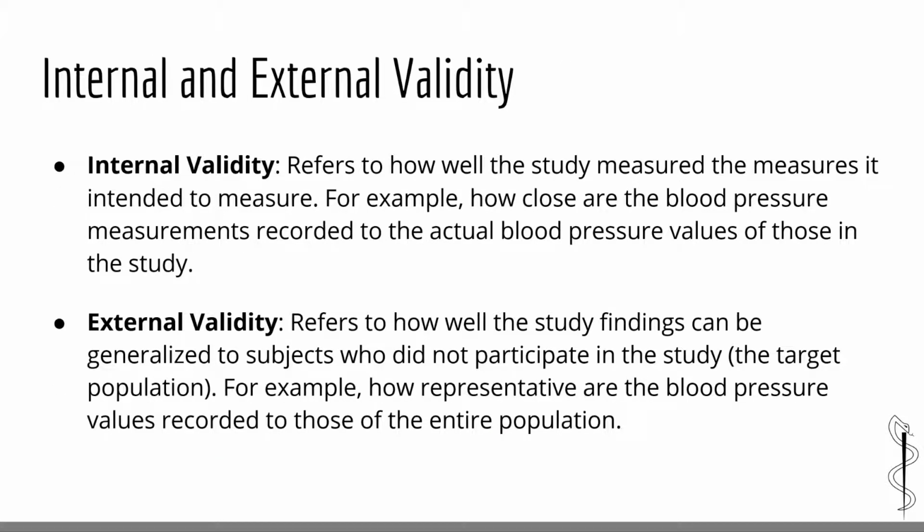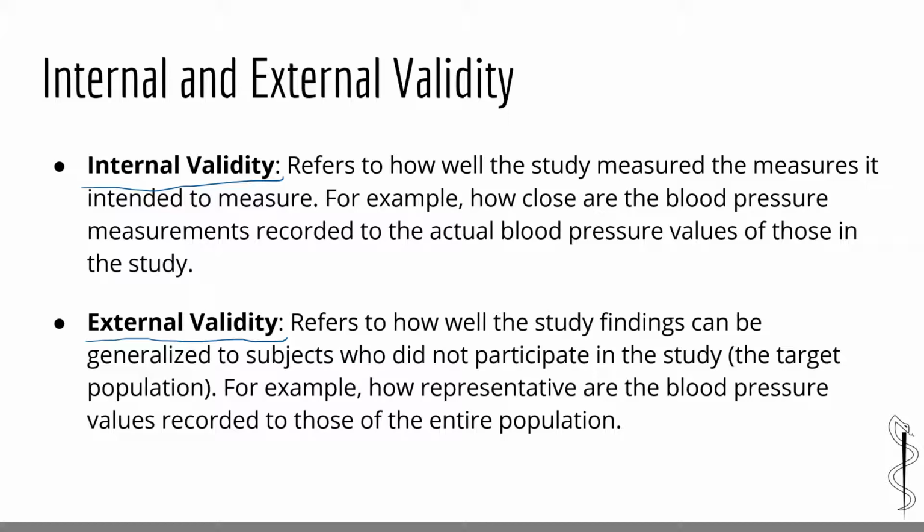Now let's talk about the different types of validity. When talking about validity, there are generally 2 kinds of validity. Internal validity, which refers to how well the study measured the measures it intended to measure. For example, how close are the blood pressure measurements recorded to the actual blood pressure values of those in the study. And external validity, which refers to how well the study findings can be generalized to the subjects who did not participate in the study, or the target population. For example, how representative are the blood pressure values recorded to those of the entire population?